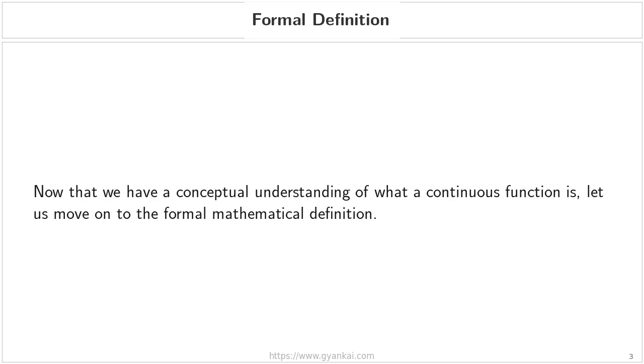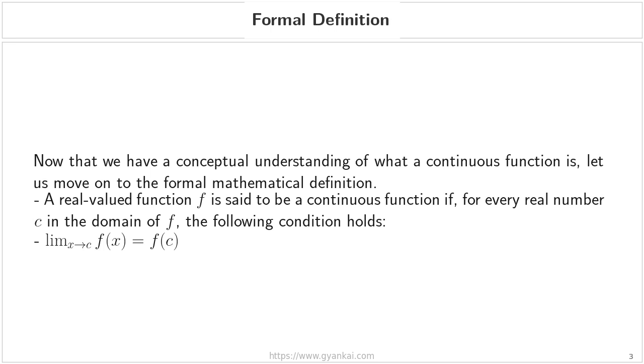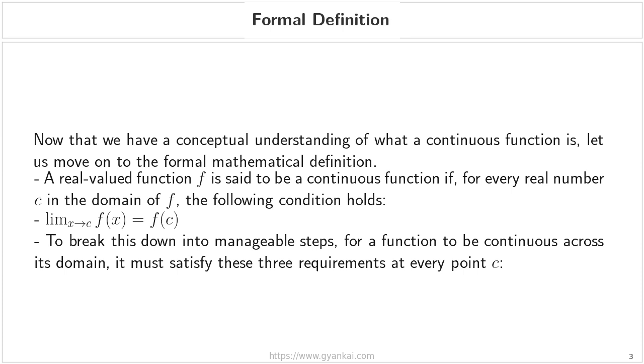Formal definition. Now that we have a conceptual understanding of what a continuous function is, let us move on to the formal mathematical definition. A real-valued function f is said to be a continuous function if, for every real number c in the domain of f, the following condition holds. The limit of f of x as x approaches c is equal to f of c. Now, that definition might seem a bit abstract, so to make it easier to apply, we can break it down into three manageable requirements. For a function to be continuous across its entire domain, it must satisfy these three conditions at every single point c.